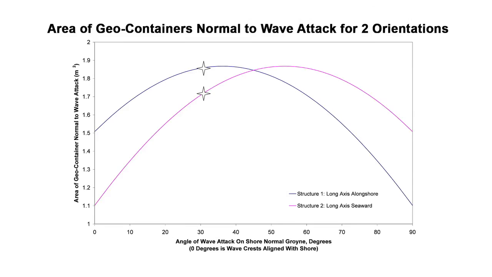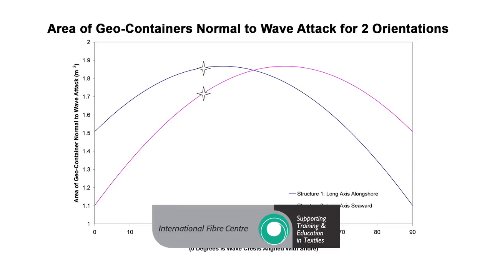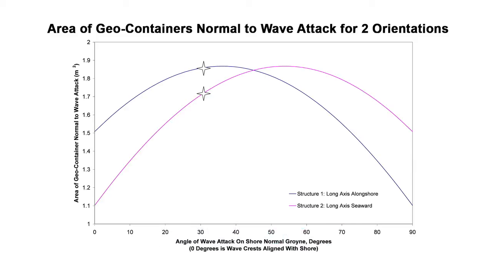So if we actually look at the area of the bag, the blue line is the long axis along the shore. The purple is the bag pointing out to sea. If we look at the area of the bag that sees the wave, it varies depending on which angle the waves come from. So because we tested 30 degrees, these lines are not very different. They're kind of similar, and certainly once you go here, they're identical.